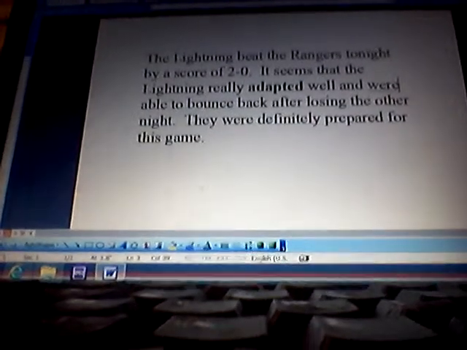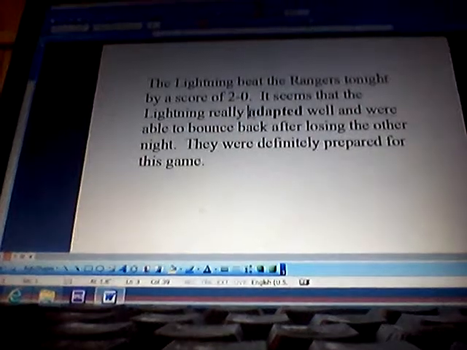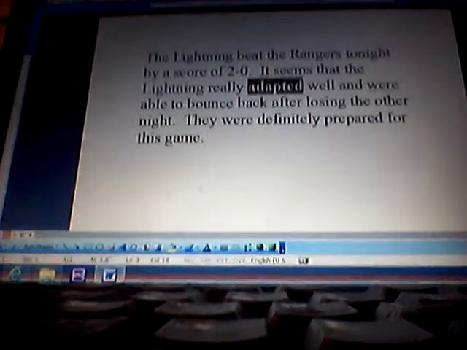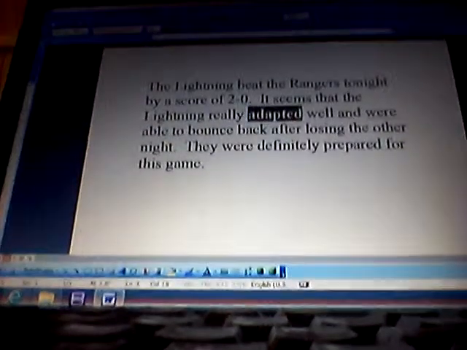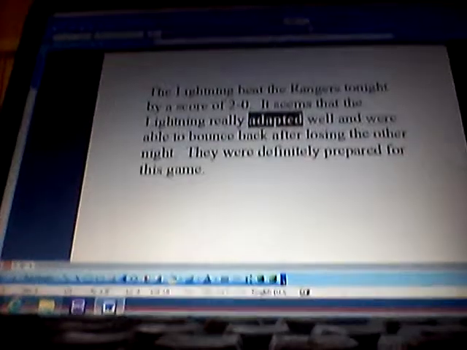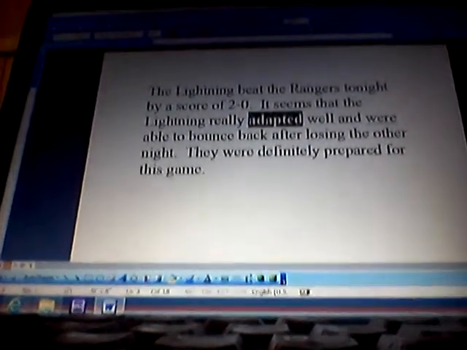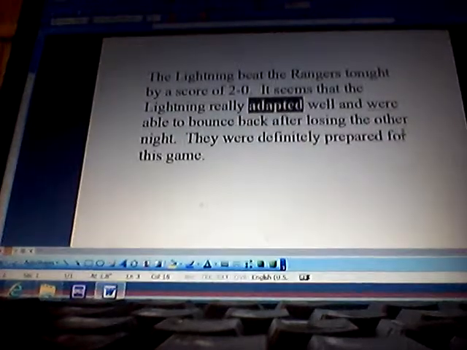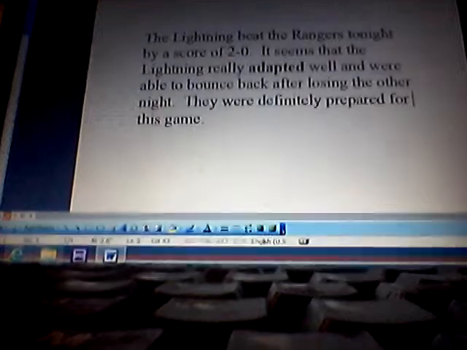Okay. You will notice, first of all, that the word that I have in bold print here is adapted. That's going to be the word that we're going to focus on. Let's say we don't know what that word means. What does adapted mean? I don't hear it a lot. I've heard it before, but what are they trying to say here? Well, what we're going to do is use context clues to try to figure out what that word means without having to look it up.